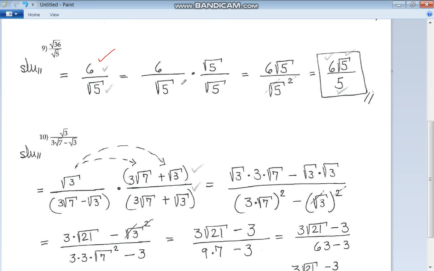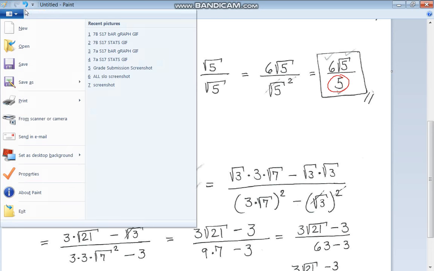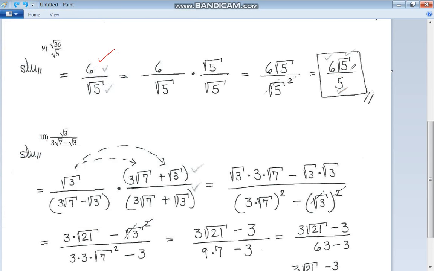The radical remains. And we're going to go ahead and get rid of the radical in the bottom by multiplying by the square root of 5 over itself. And on the bottom, it's going to get rid of the radical and just give us 5. And the top is the 6 times the square root of 5, and it's all over 5, and we're done.